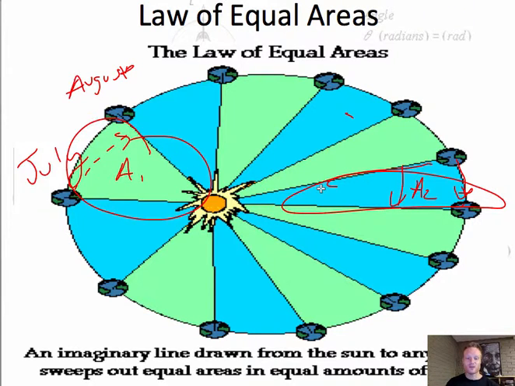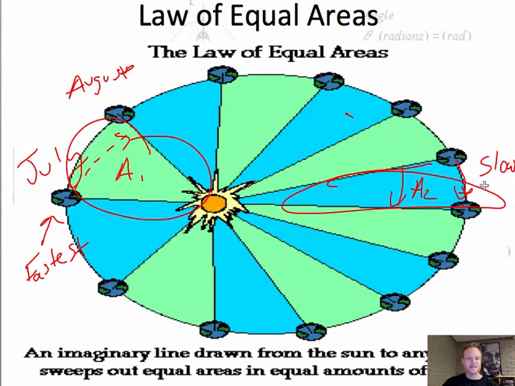The areas are equal. Something I mentioned in the previous slide that I just want to hammer home here is that the Earth is moving fastest here in its orbit as it orbits around the sun, and it would be slowest over here.